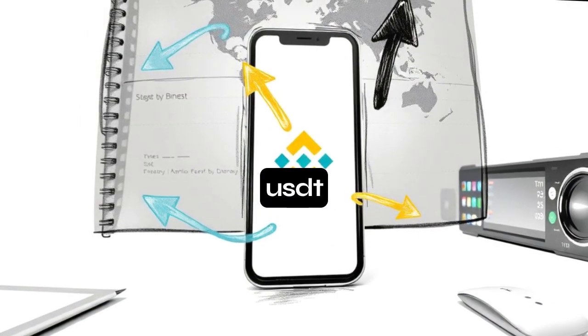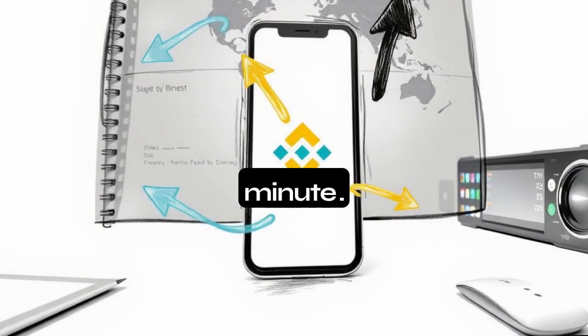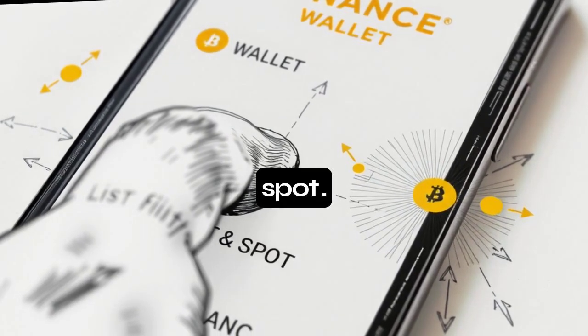Ready to send USDT from Binance to Gcash? Quick step-by-step in 1 minute. Open Binance, go to Wallet, then Fiat and Spot.